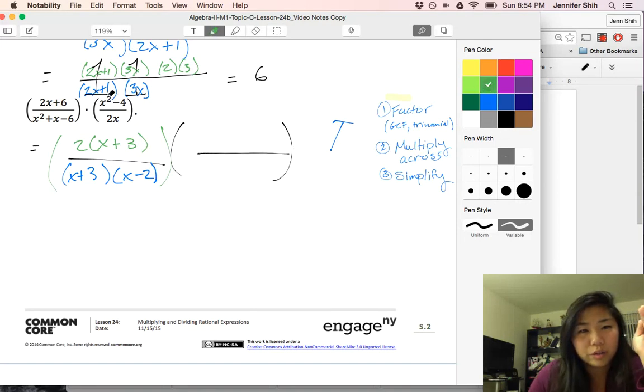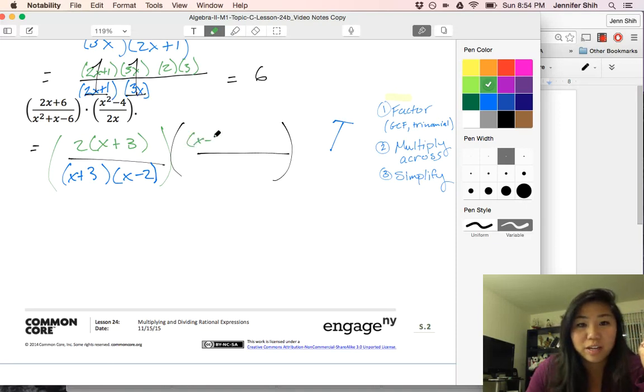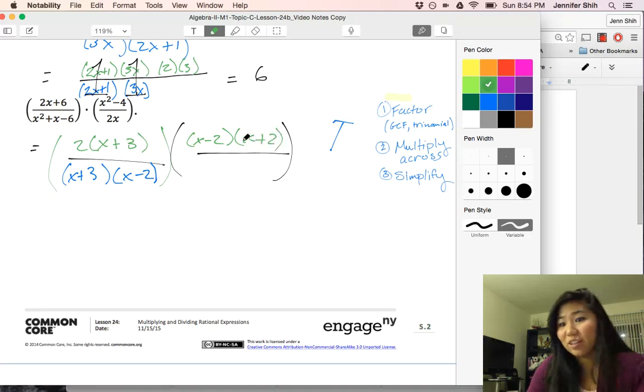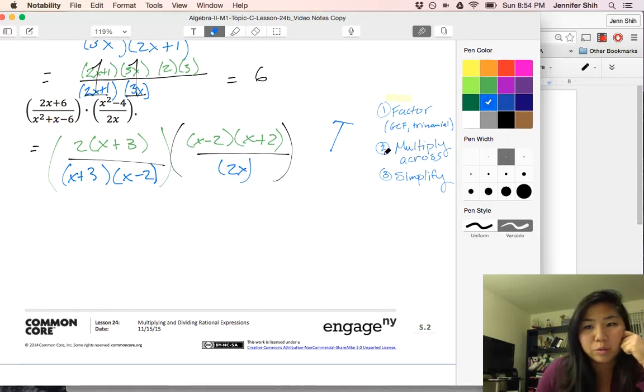Our numerator is going to be x squared minus 4, and you should recognize this is a difference of squares, and you should have x minus 2 and x plus 2 in your mental math factoring arsenal. And then in the denominator, you're going to have your 2x still. So now it's time where we're going to multiply across.